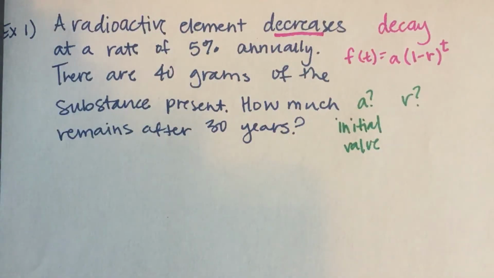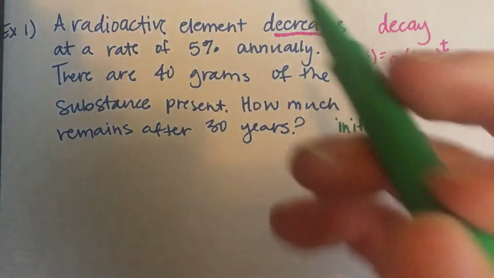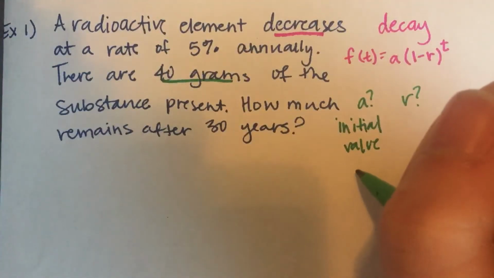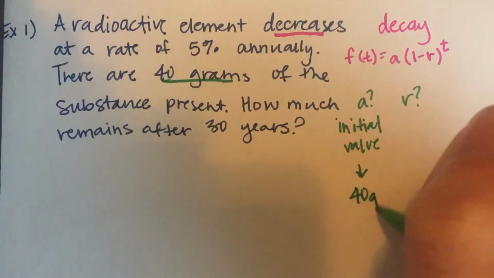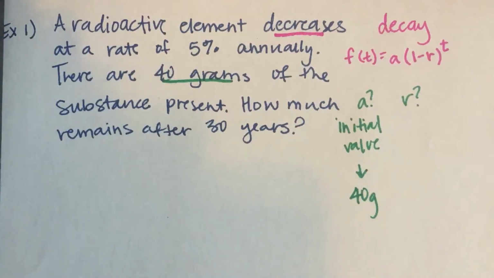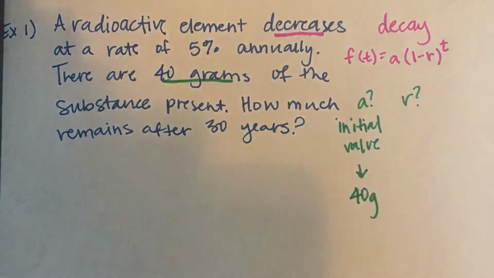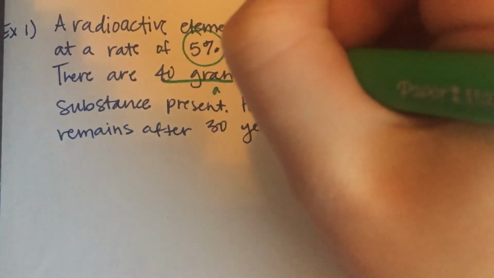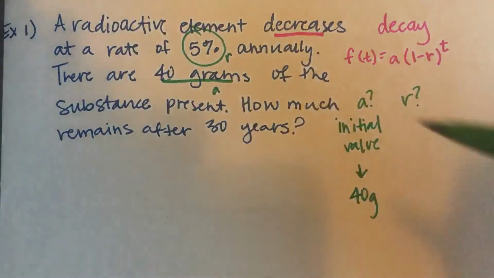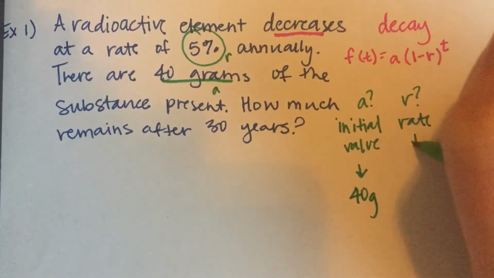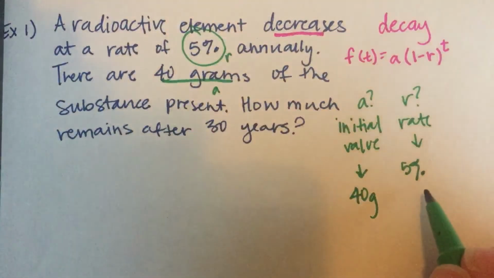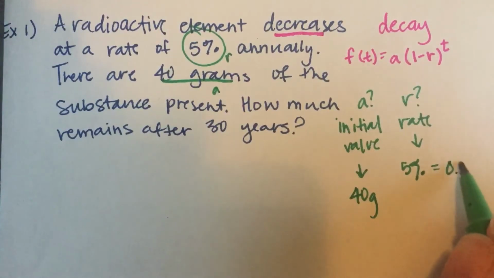This tells me that at the very beginning, there are 40 grams of our substance present. So our a is equal to 40 grams. Now our r value, that represents our rate, our 5%. And remember, rate has to be written as a decimal. So if we were to change 5% to a decimal, it would become 0.05.